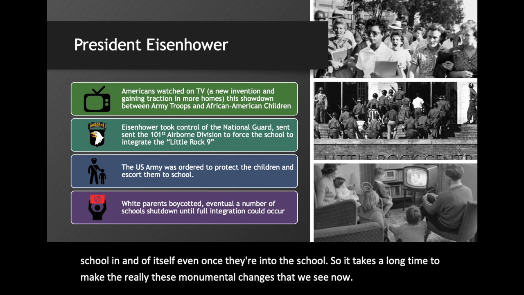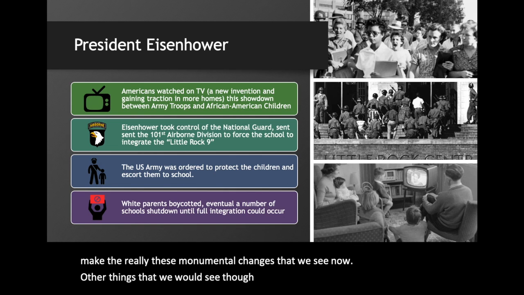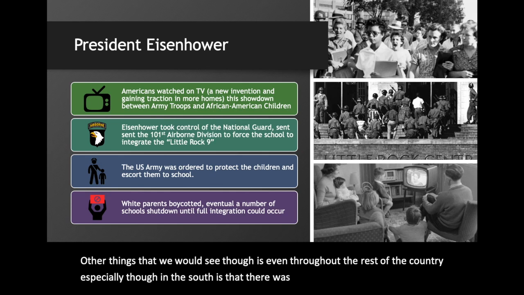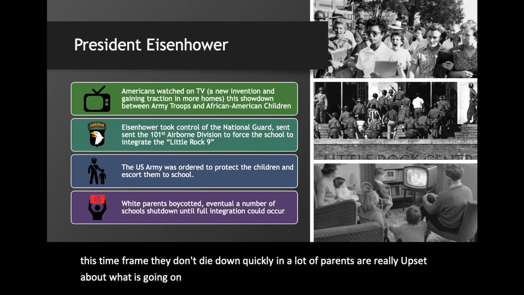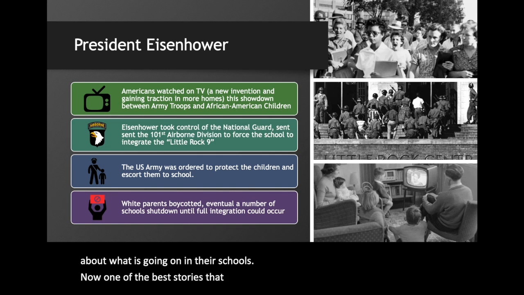Other things that you'd see, even throughout the rest of the country, especially in the South, is that there were continuous protests throughout this time frame. They don't die down quickly, and a lot of parents are really upset about what is going on in their schools.